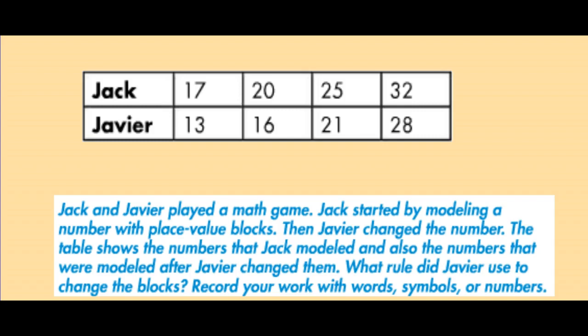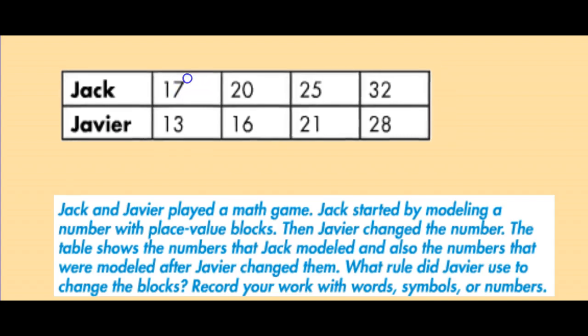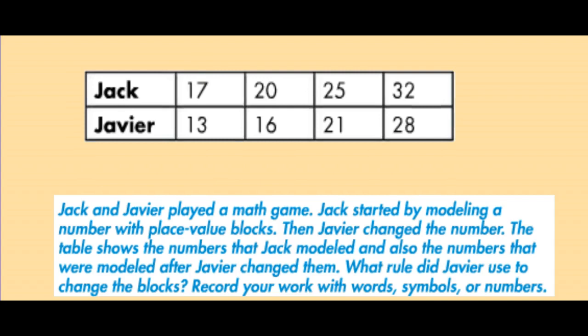Okay, so when we look at this, we see that first, Jack had 17 place value blocks. And then Javier changed it to 13. And then next, Jack had 20 blocks, and Javier changed it to 16. Then next, Jack had 25, Javier changed it to 21. Then Jack had 32, Javier changed it to 28.